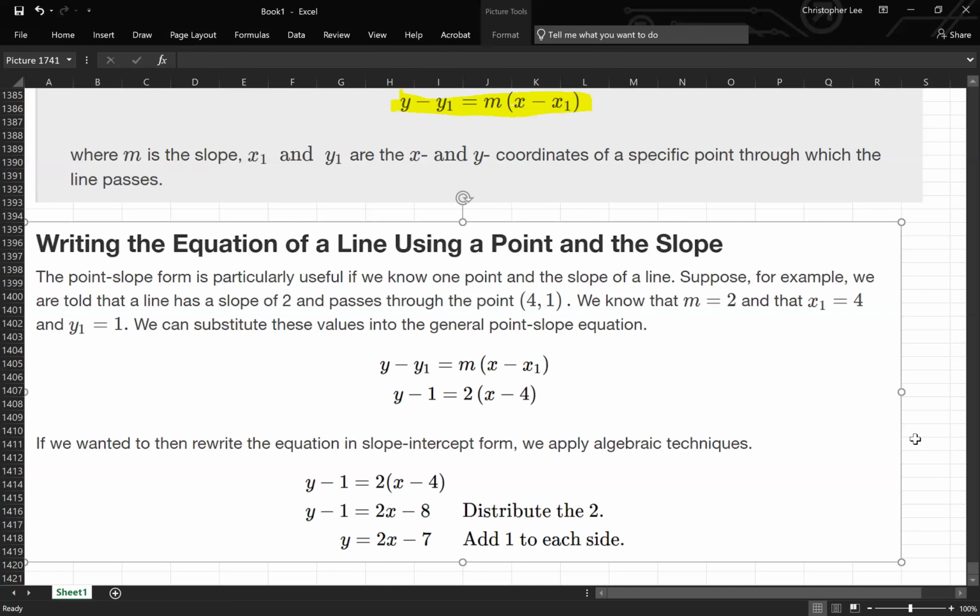Solve for y. Distribute the 2. What do we get? We get y minus 1 is equal to 2x minus 8. Add 1 to both sides. Final answer. We get y equals 2x minus 7. And that's it. Questions on this?